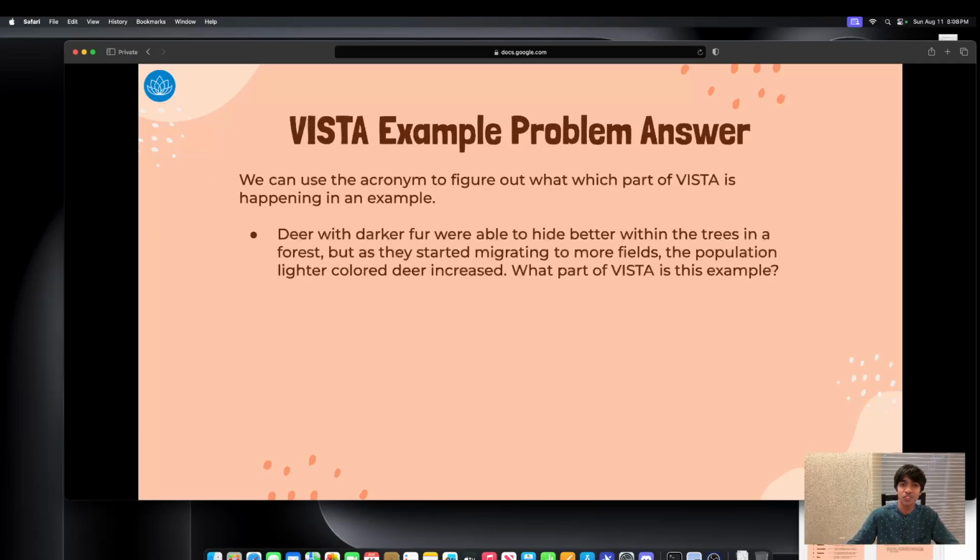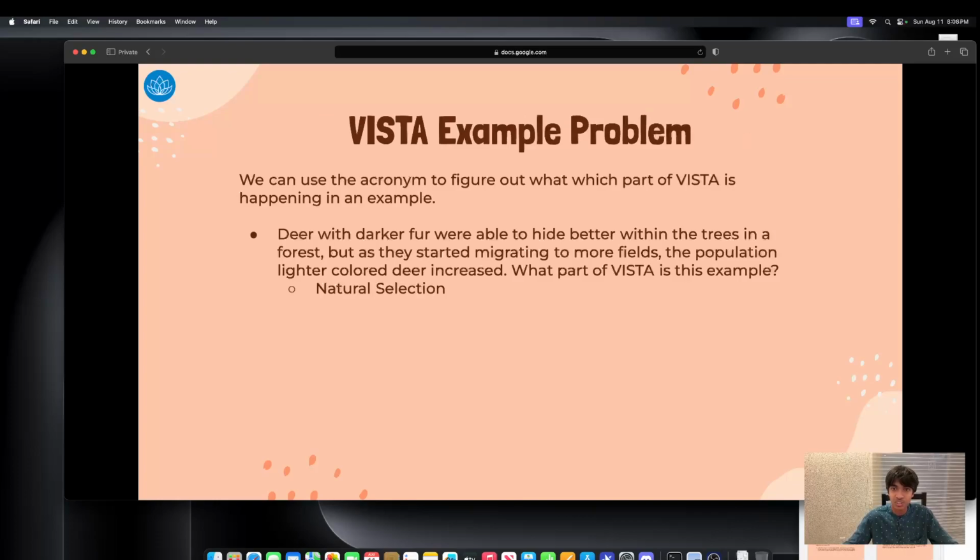So here's a VISTA example problem. We can use the acronym to figure out which part of VISTA is happening in an example. Deer with darker fur were able to hide better within trees in a forest, but they started migrating to more fields. The population of lighter colored deer increased. What part of VISTA is this example?